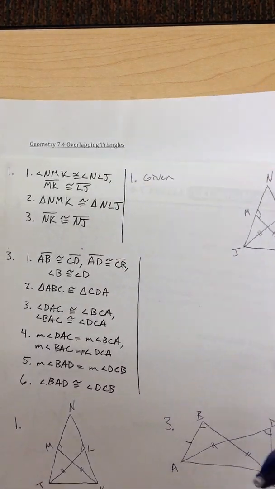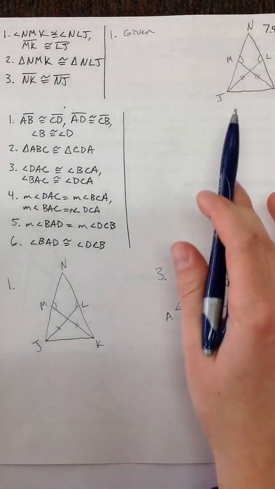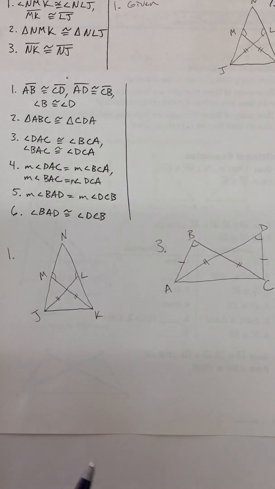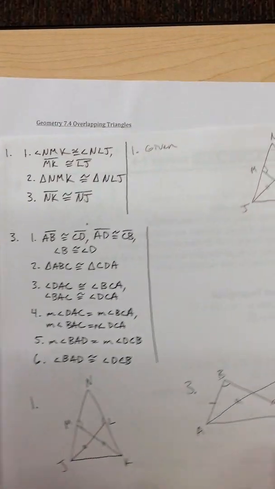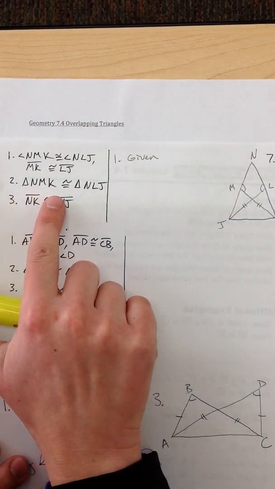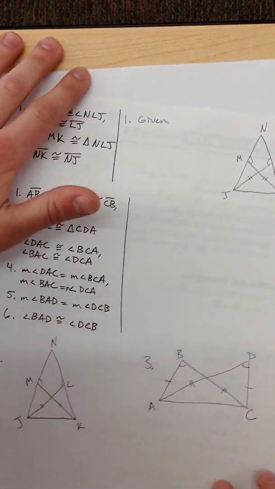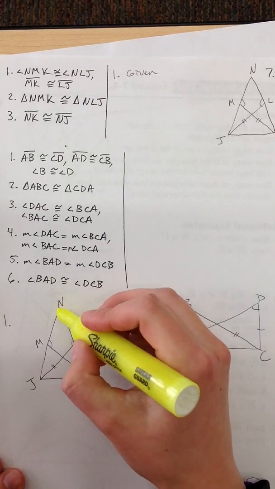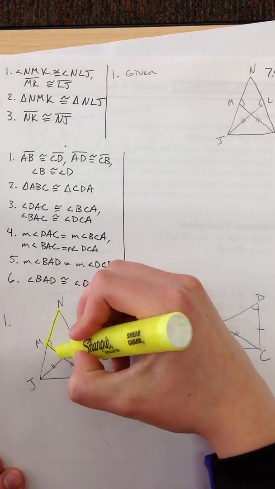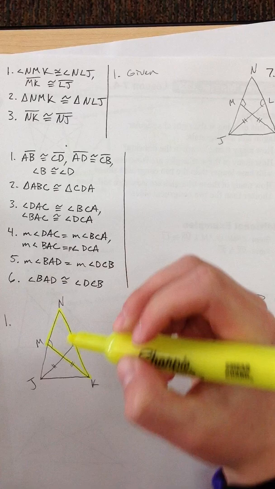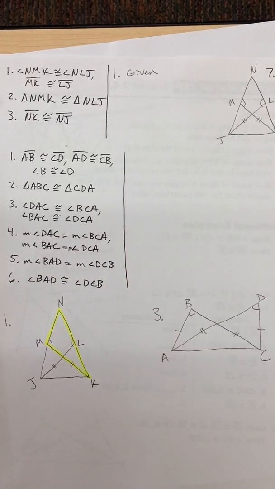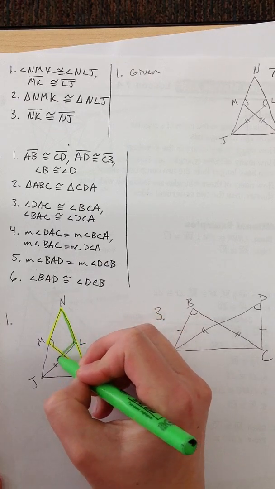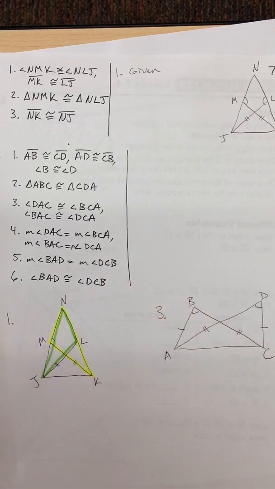Okay, so now this is where I usually do my split. I drew it up there, but I'm going to redraw it down here. The two triangles that I'm looking at, because the ones they want me to show are congruent, are NMK and NLJ. So one of my triangles, NMK, is that one right there, and my other triangle I'm looking at is NLJ, that one right there.